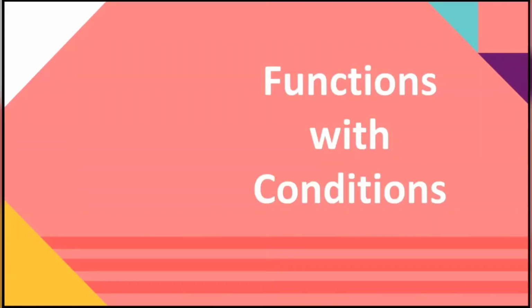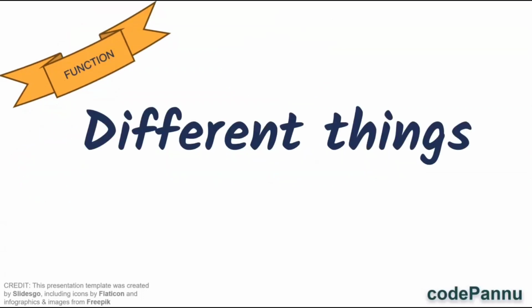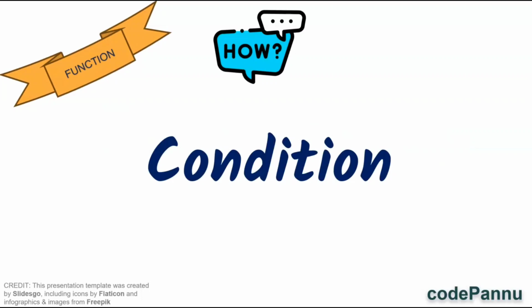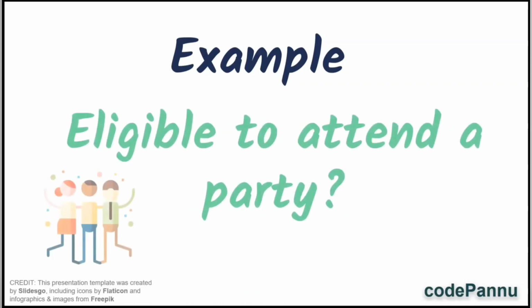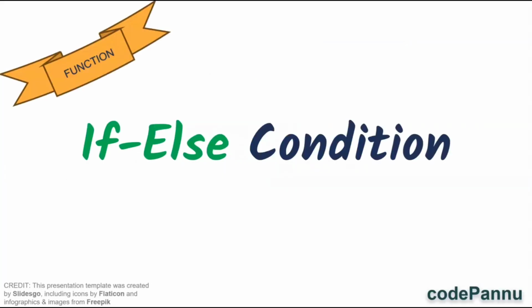Functions with conditions. Hi! In the previous video, we saw how to write code using operators inside a function. And as I said before, we can write different things inside a function. So, in this video, let us see how to write a condition inside a function, and shall we see it with an example? Let us see if you are eligible to attend a party by checking your age. How to do it? We are going to write the if and else condition inside our function to check it out.